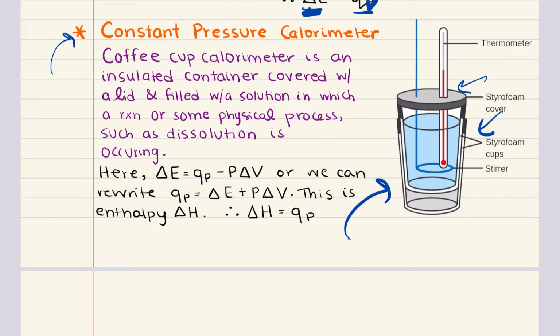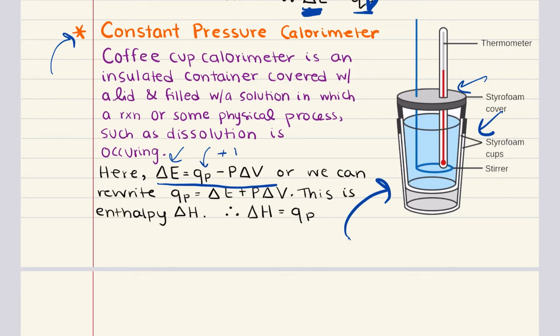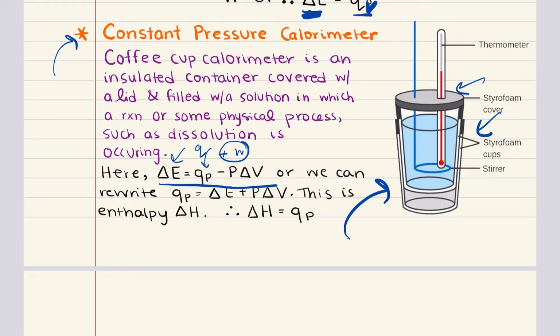constant throughout the experiment. Now, under constant pressure conditions, the energy changes in the system can be expressed with the following equation. Delta E, the change in internal energy, is due to heat plus work. But here what we're going to do is expand the term for work to minus P delta V. And we're also going to denote that this heat term is under constant pressure conditions. So we're going to add a little subscript of P right here.